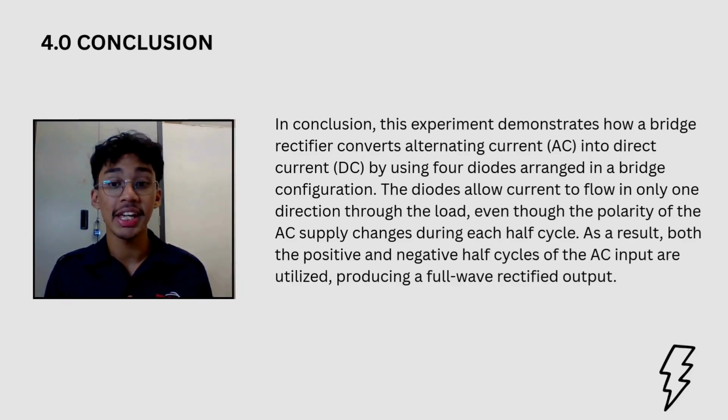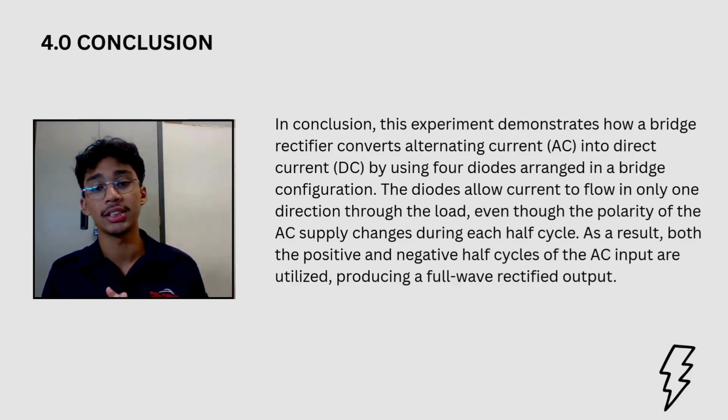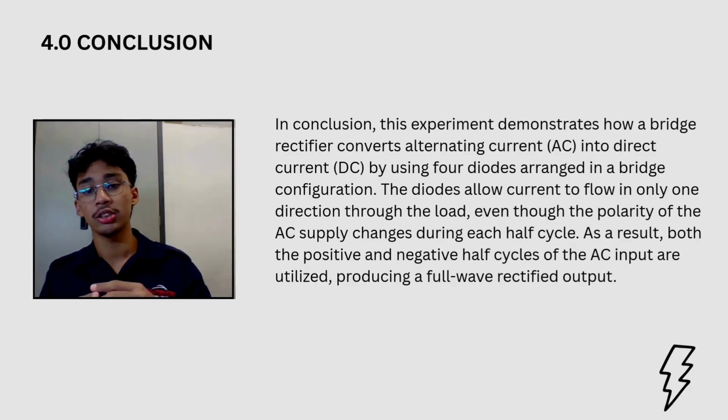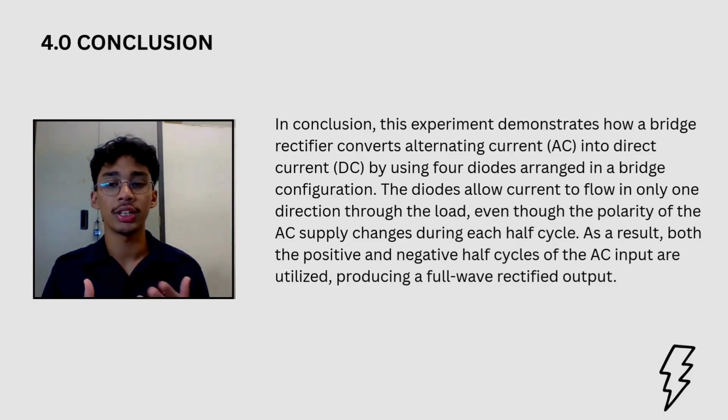In conclusion, the experiment demonstrates how a bridge rectifier converts alternating current AC into direct current DC by using 4 diodes arranged in a bridge configuration. The diodes allow current to flow in one direction through the load, even though the polarity of the AC supply changes during each half cycle. As a result, both the positive and the negative half cycles of the AC input are utilized, producing a full wave rectifier output.